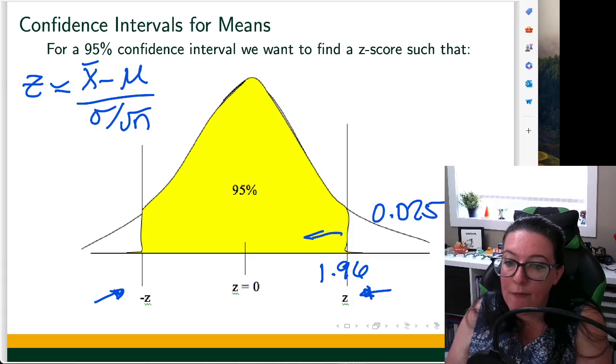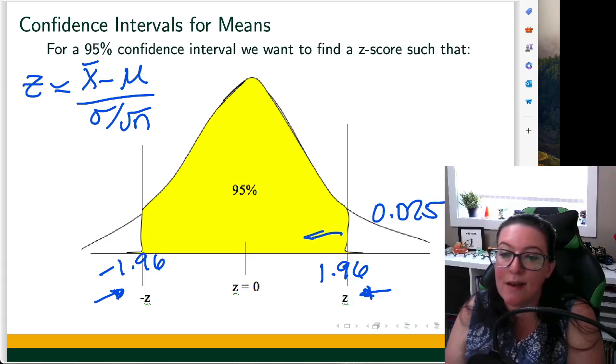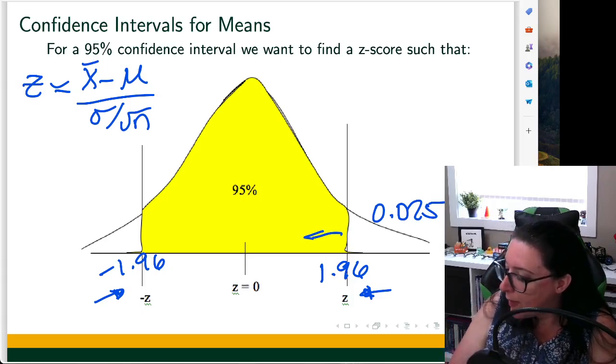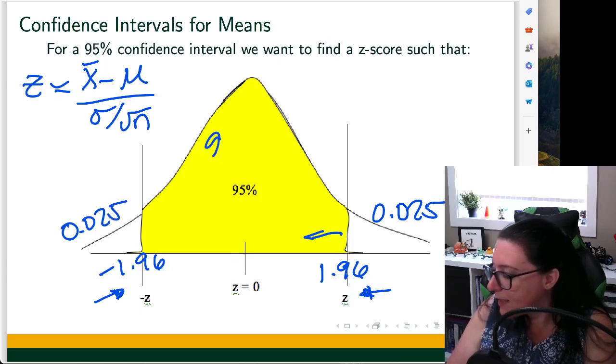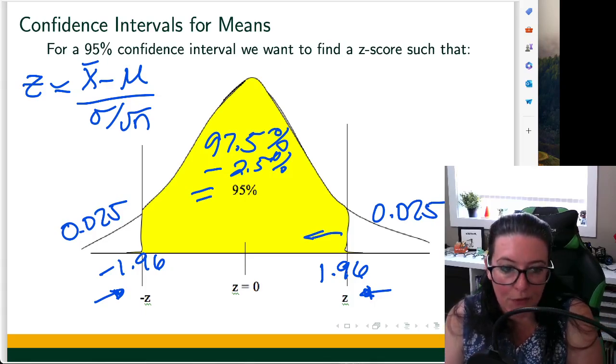Well, if we want a confidence interval, we want to go between 1.96 and negative 1.96. We want the same size tails on each side, and so that takes that 97.5% minus that 2.5%, which gives us the 95% confidence interval.